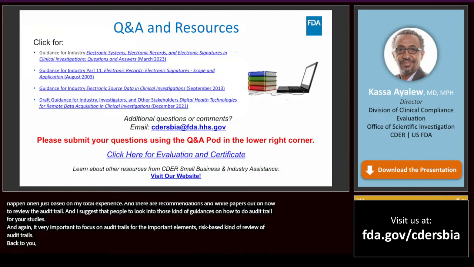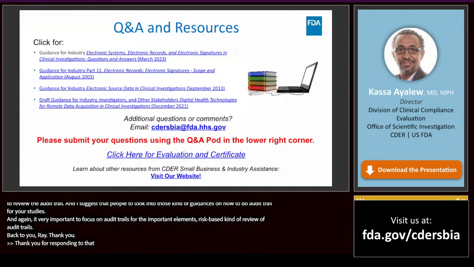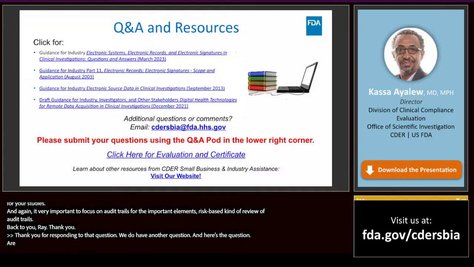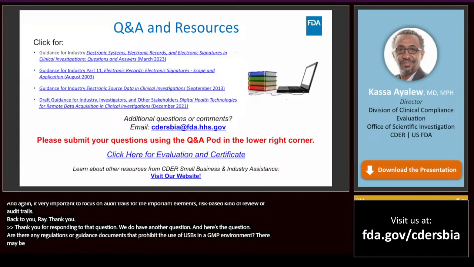Thank you for responding to that question. We do have another question, and here's the question. Are there any regulations or guidance documents that prohibit the use of USBs in a GMP environment? There may be cases where USBs are needed to be used for data transfer.